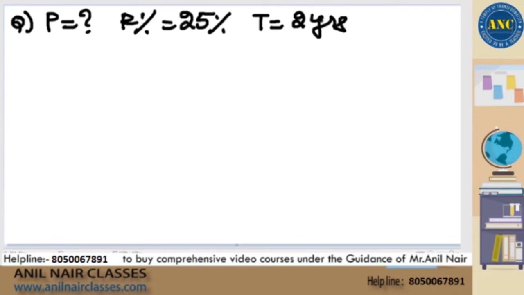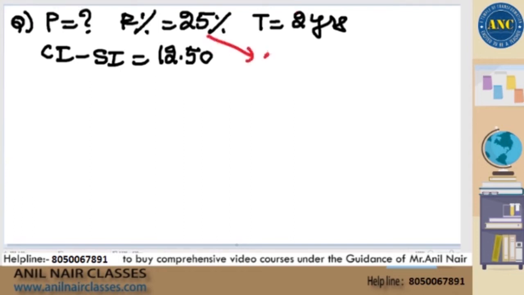P is how much? R is 25%. T is 2 years. CI minus SI is 12.5. Again, see here. Listen carefully, sir. It comes very naturally to you.